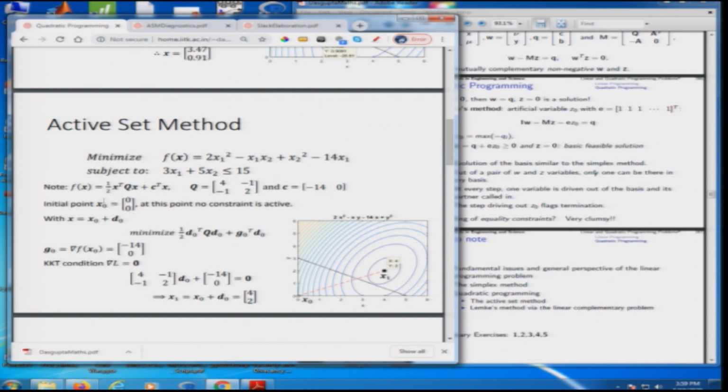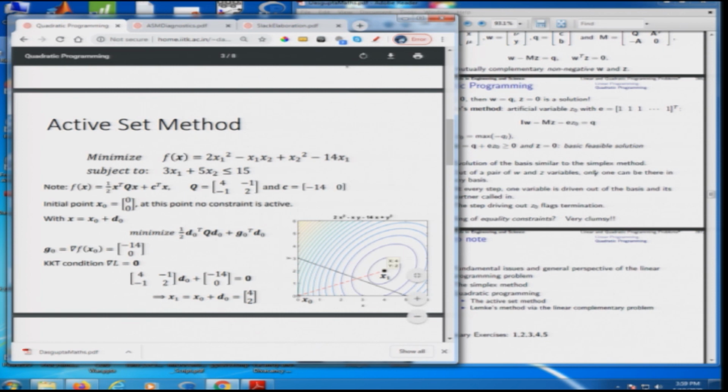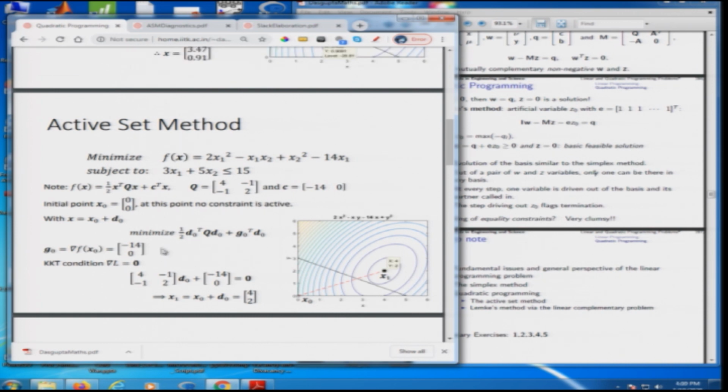Okay. And suppose we take the initial point as origin. Okay. So, at 0 0, 0 plus 0 less than or equal to 15 is satisfied, and it is inactive because 0 is less than 15, much less. Okay. So, there is no problem there. So, it is inactive. So, right now at the first iteration, no constraint is active. So, fine, no constraint is active. So, when you basically want this, you simply solve an unconstrained problem, okay, and find d0. So, that is this. Okay.